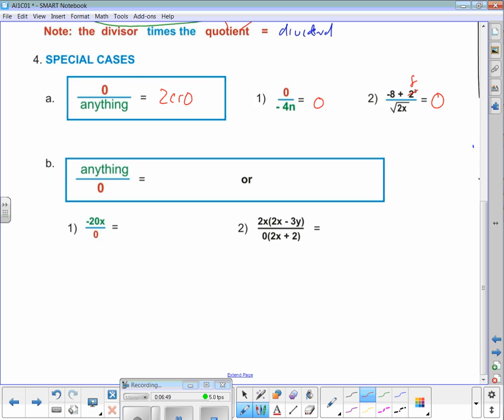All right. And we know, therefore, as well, that anything divided by 0 is infinity, not 0. Anything divided by 0 is not 0. All right, let me explain again how it's infinity.